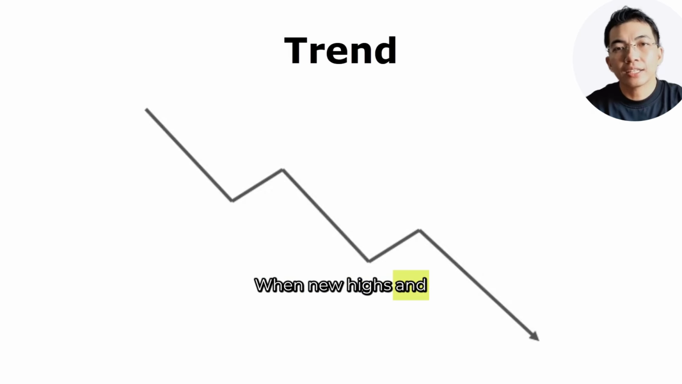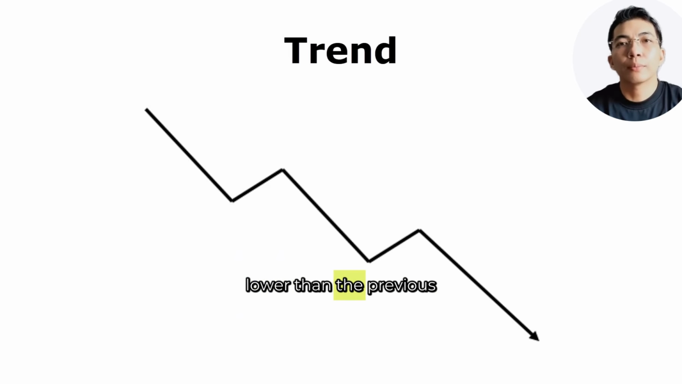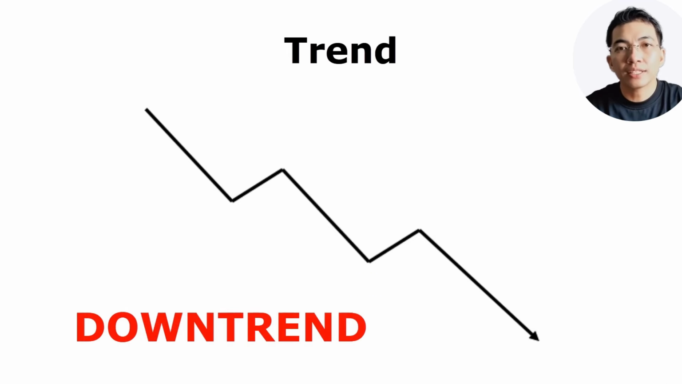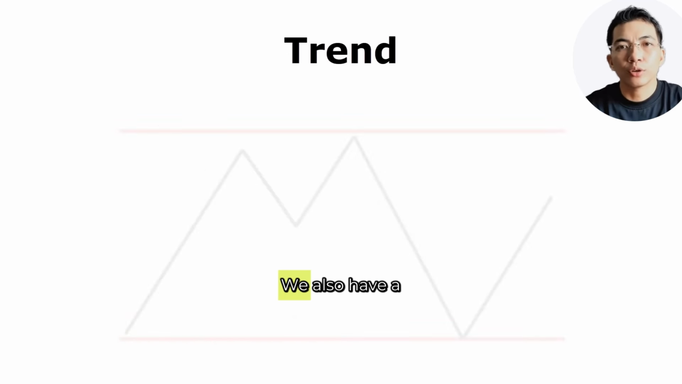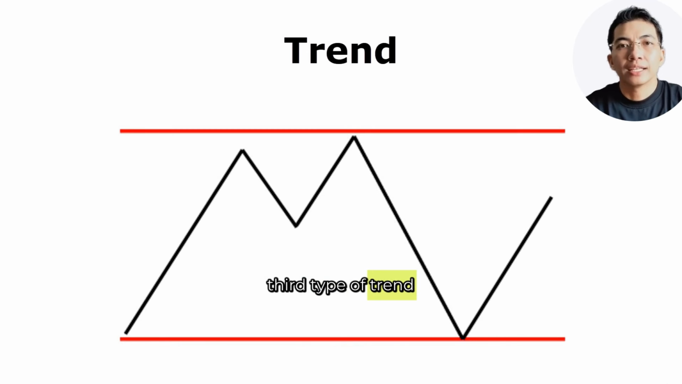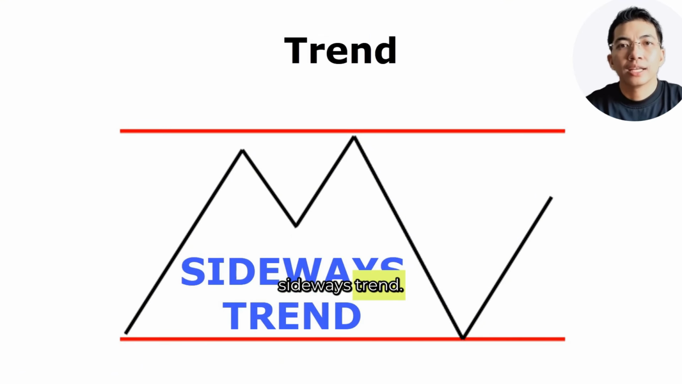When new highs and new lows are always lower than the previous ones, we have a downtrend. We also have a third type of trend, which is the situation when the price is not going up, but it's not even going down. This trend is called a sideways trend. In this situation, the price moves in a range that is defined by a support at the bottom and a resistance at the top.